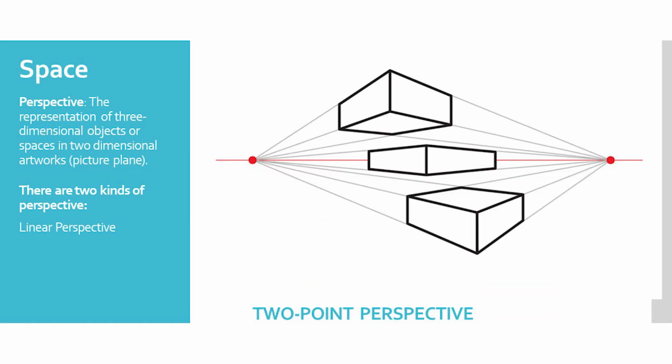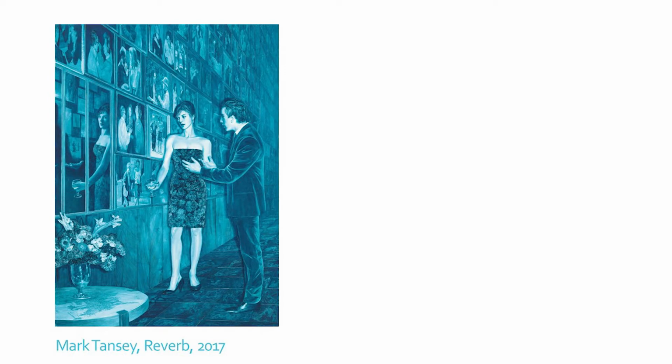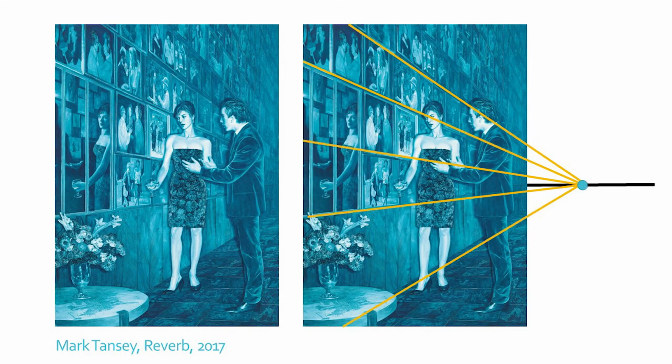Now that's all well and good, but what if you want the edge facing you? Then you need 2-point perspective, which has 2 vanishing points. If you want to take it to the extreme, you can use 3 vanishing points. This kind of perspective is used a lot in comic books. So let's look again at Mark Tansey's Reverb. We are up close with the subjects of the painting, so we don't see the whole room, but his strong use of perspective suggests that they're in a large room or perhaps a long hall. And so in this composition, the vanishing point is actually off to the side of the picture frame.